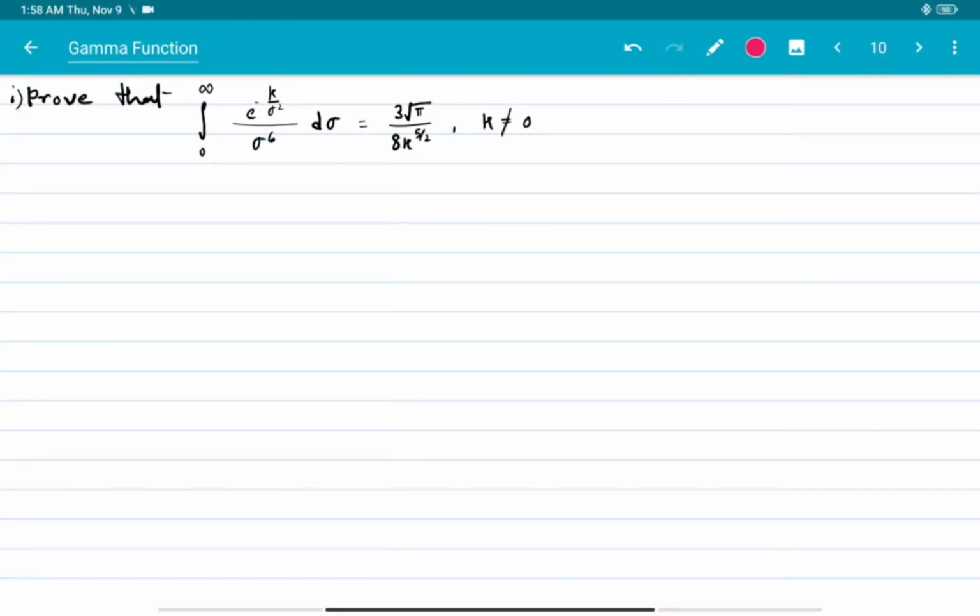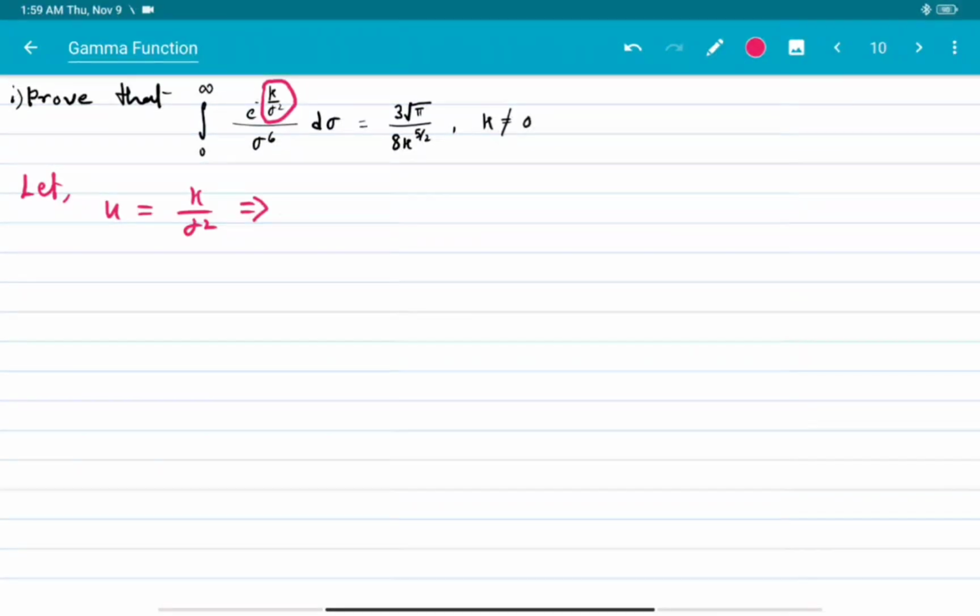Let u equal e to the power minus k times, okay, this part. Okay, so k times sigma square. So we'll substitute this part, only this part. You can take this minus also, but we don't need that.